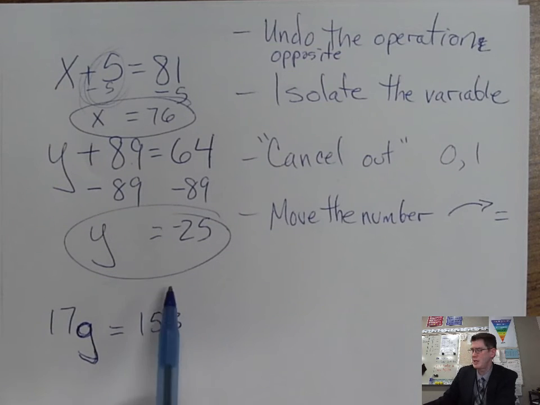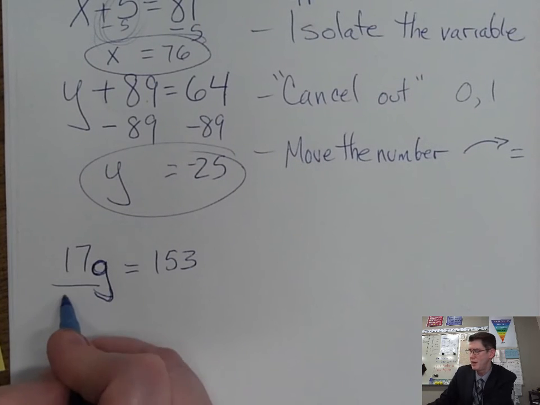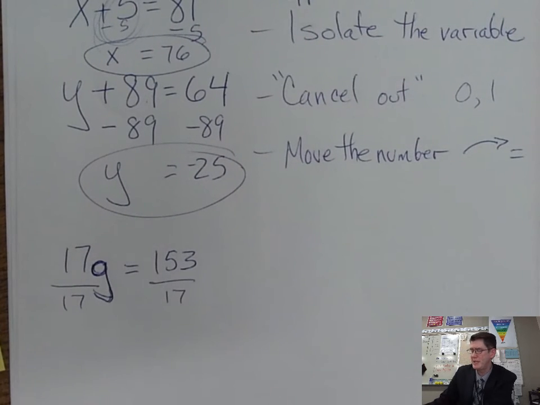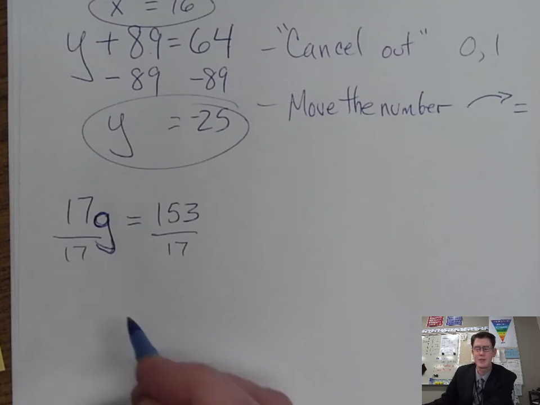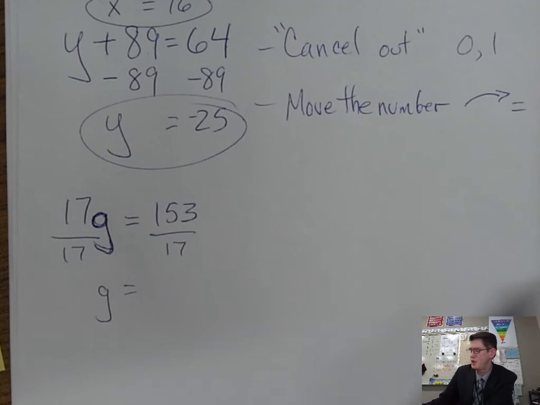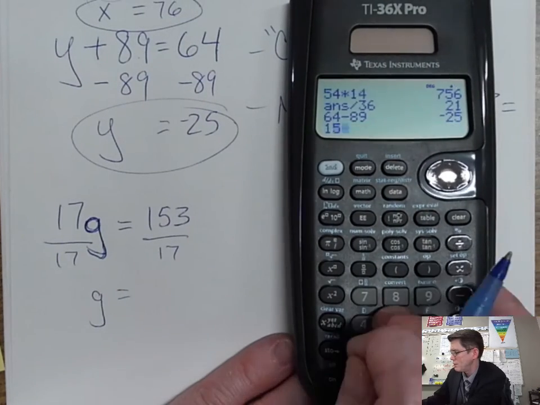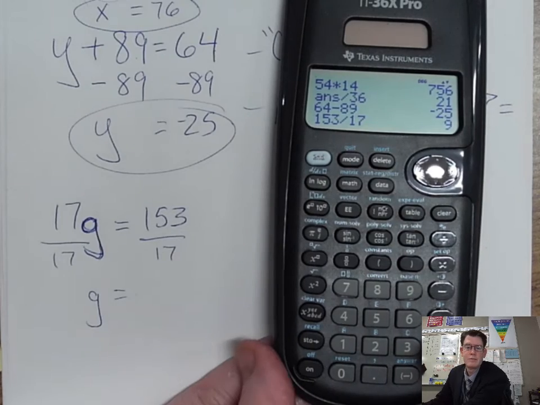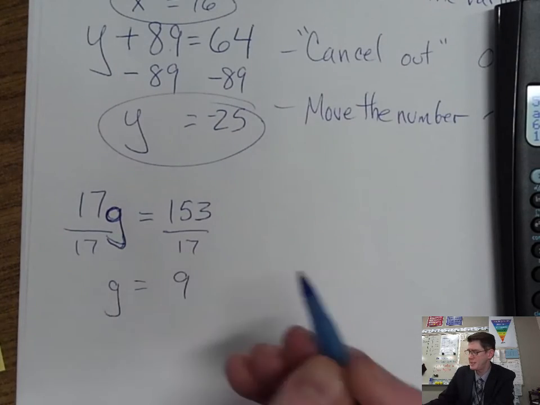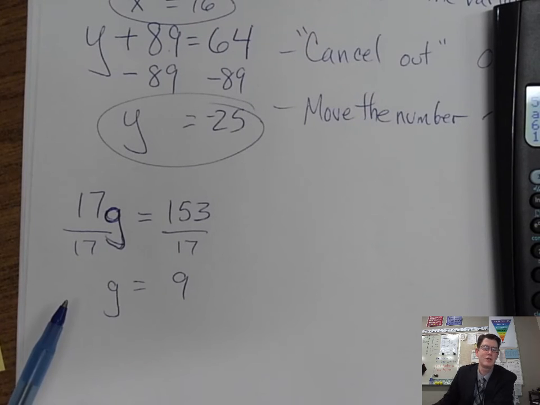And it's an equal sign, so we have to do it on both sides. So it's times 17, so we do divided by 17 on both sides of the equal sign. They're both equal, we have to do it to both sides. G becomes whatever 153 divided by 17 is. 9. So G is 9. And if you put 9 back in there, 17 times 9, you'd get 153.